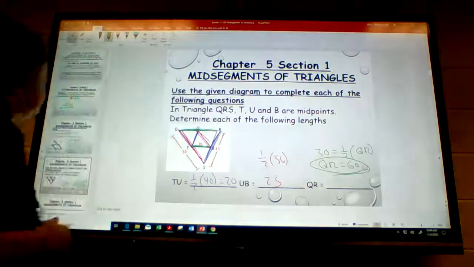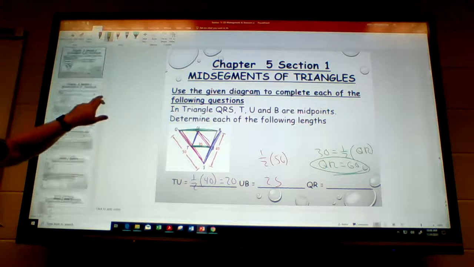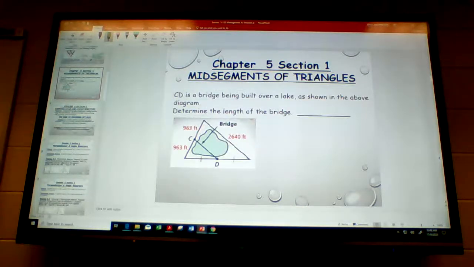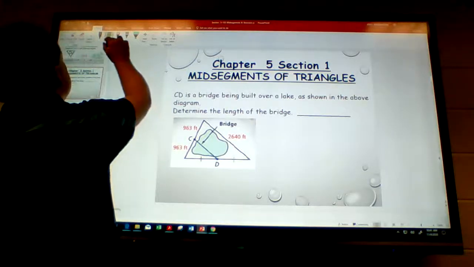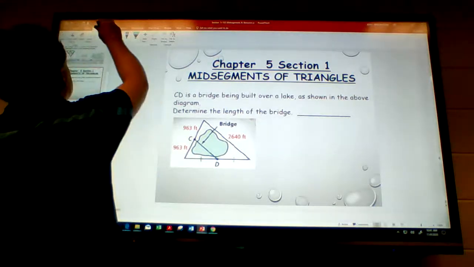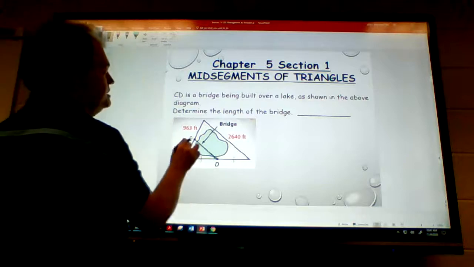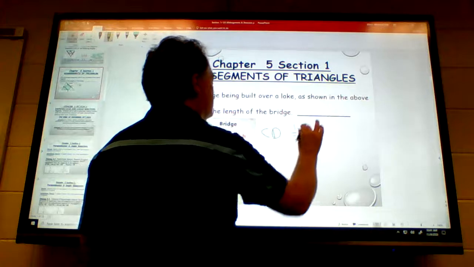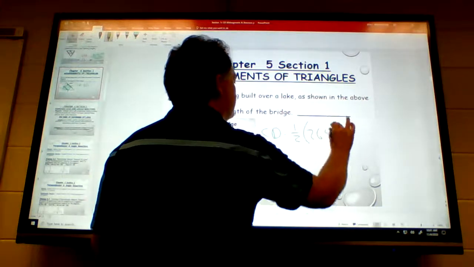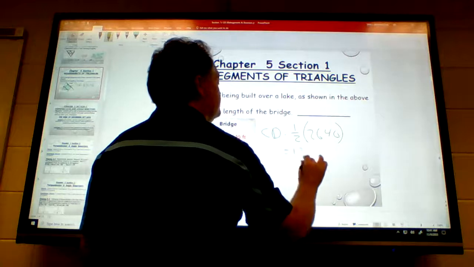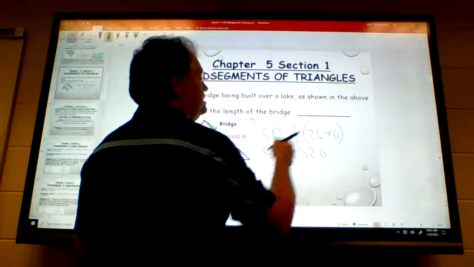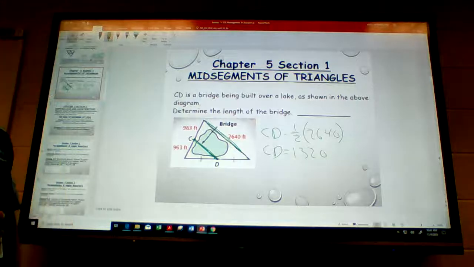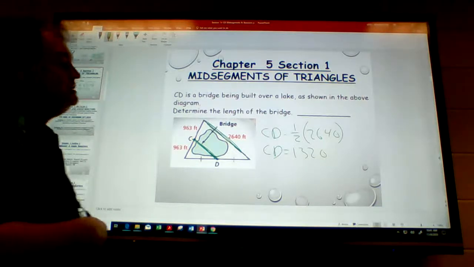All right, now, the same thing goes here. CD is a bridge built over a lake as shown in the above diagram. Determine the length of the bridge. Well, in this case, the bridge is half this. So CD equals 1/2 of 2640. So that's going to be 1320. How do I know that? 2640 is half a mile because 5,280 feet is a full mile. So 1320 is a quarter mile.